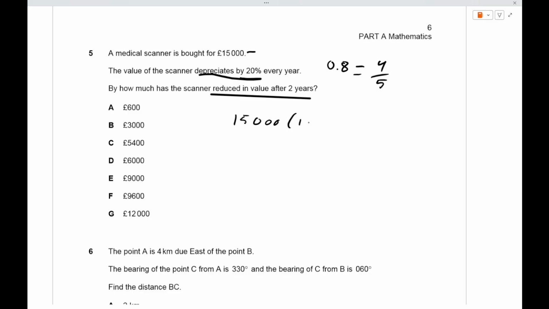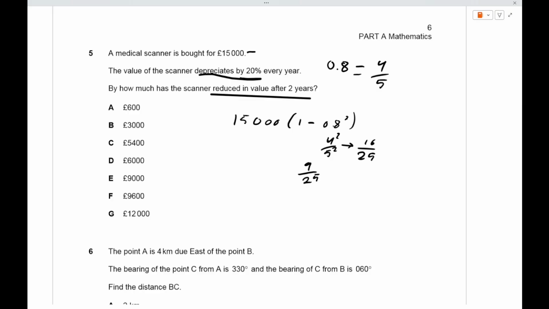You have 1 minus 0.8 squared, and that would be your answer. But an easy way to do it in the actual exam to calculate it easily: you know that this is 4 over 5 squared. So in that case, this is 16 over 25. So what's 1 minus 16 over 25? Just 9 over 25, right?